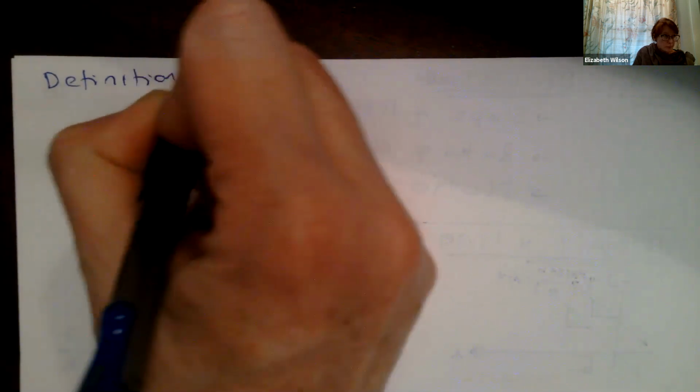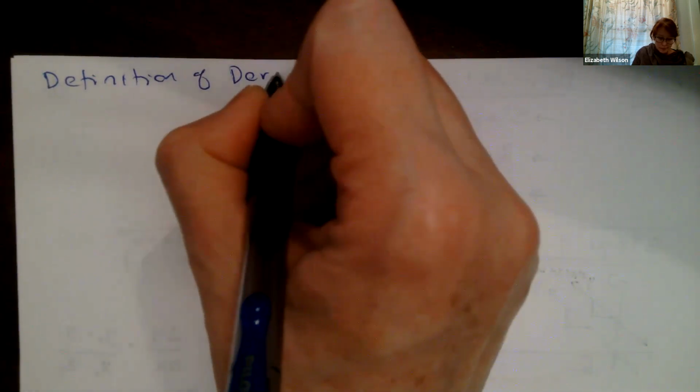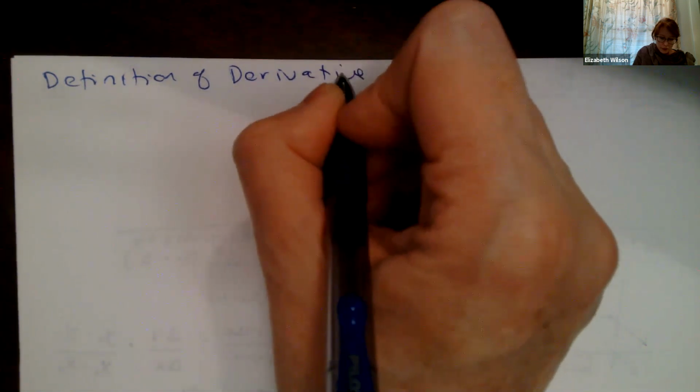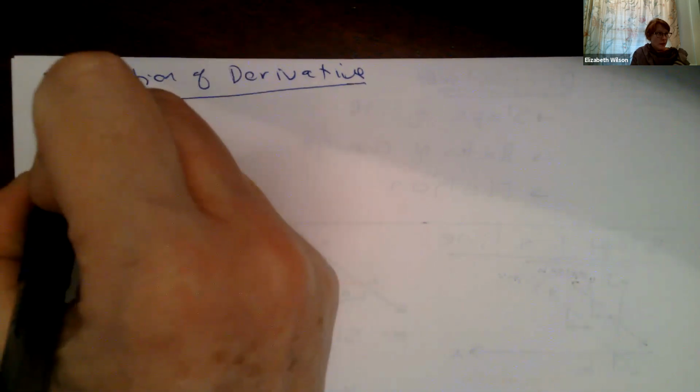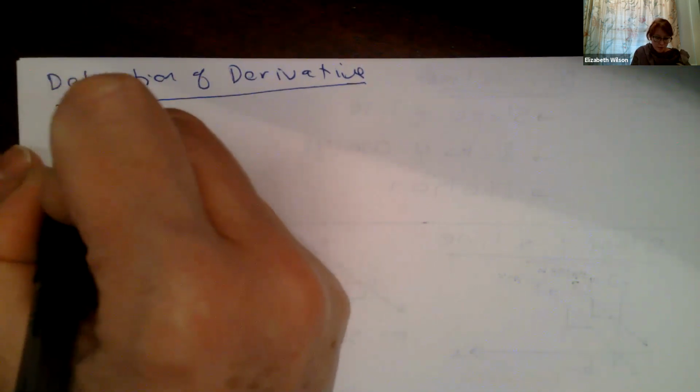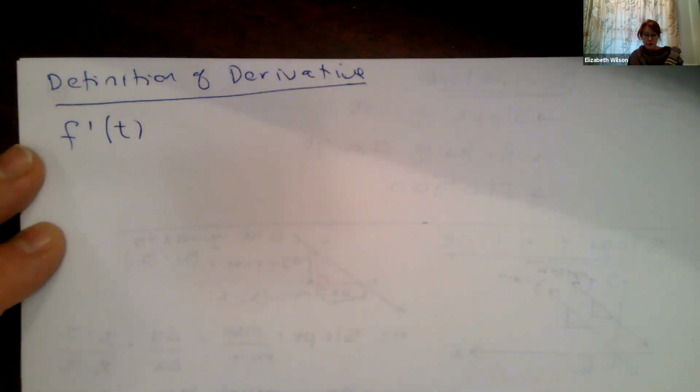Okay, so let's talk about how we're going to define our derivative. Our definition of the derivative, how we're going to set that up. So I can say I've got this function, f prime of t. This is my derivative.